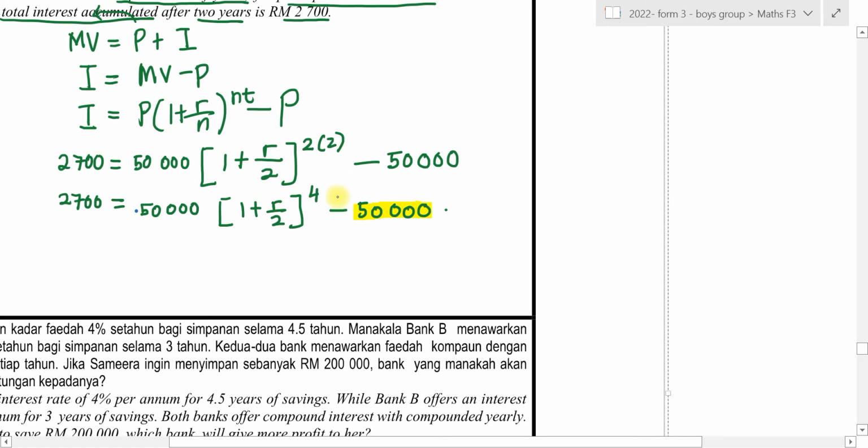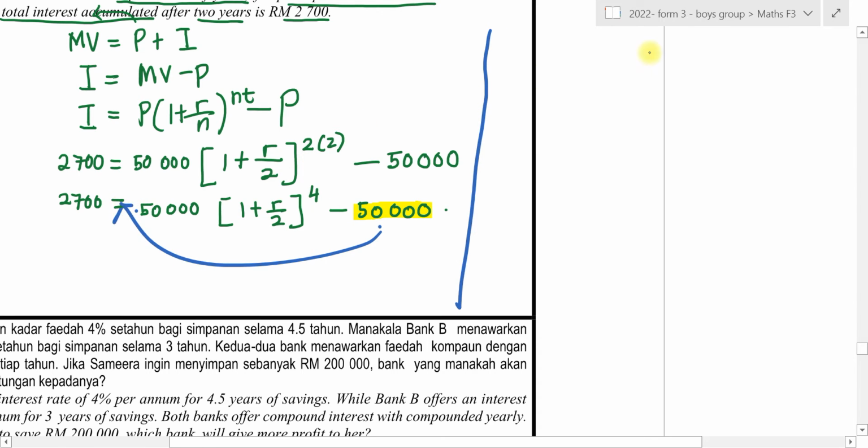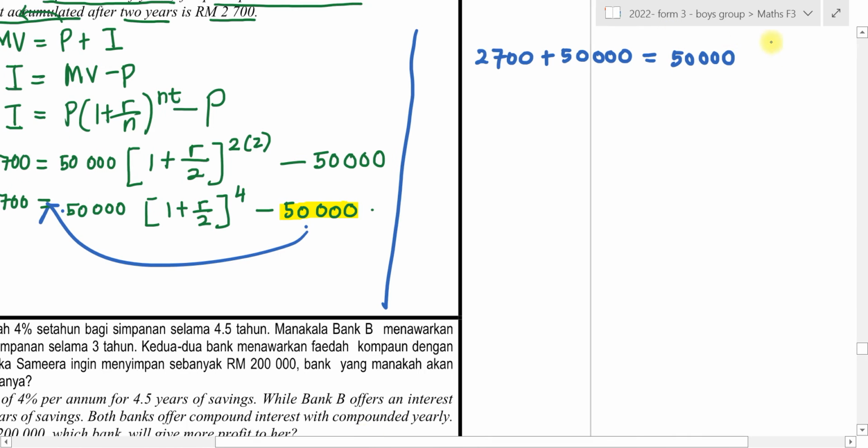Okay, why not we take the minus 50,000 and bring it to that side. So the 2,700 plus 50,000 equals 50,000 times (1 plus r over 2) power 4. Okay, so we settle one by one, easier. No need of the knowledge of factorization.